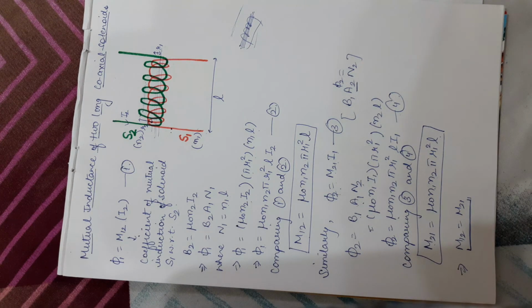Right? So the coefficient of mutual induction of two coils, on what factors does it depend? It depends upon the geometry, their separation and relative orientation. Relative orientation we have already discussed when we were doing the coefficient of coupling. As you can see, it depends upon the radius and the length. So it depends upon the geometry and their separation. This is how we can find the mutual inductance of two long coaxial solenoids. Hope you have understood.